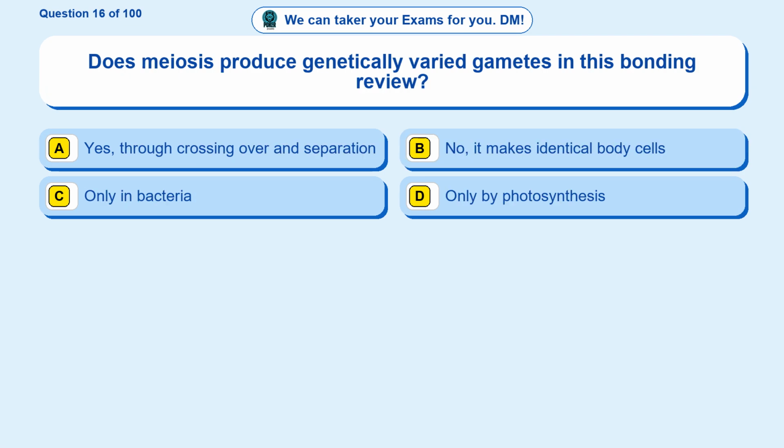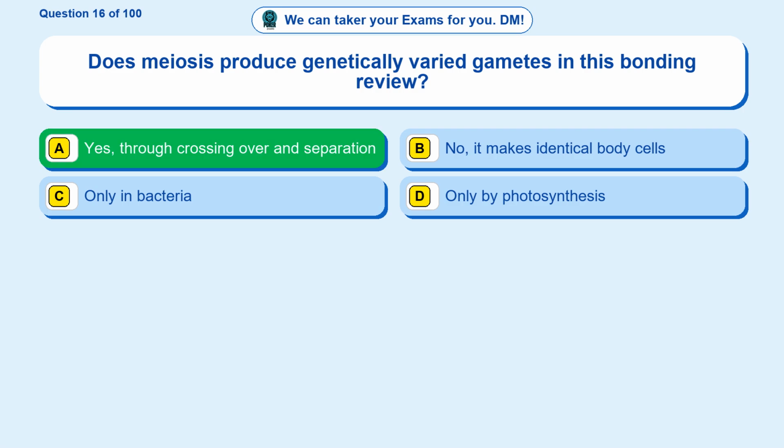Question 16. Does meiosis produce genetically varied gametes in this bonding review? Option A. Yes, through crossing over and separation. Option B. No, it makes identical body cells. Option C. Only in bacteria. Option D. Only by photosynthesis.